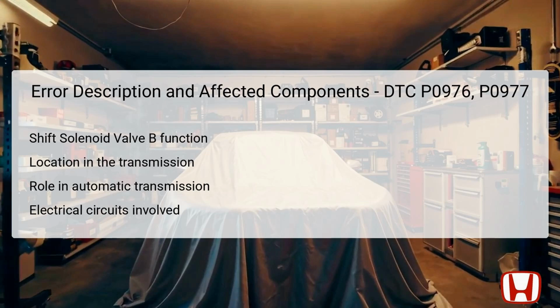The error associated with DTC P0976 and P0977 is rooted in the functionality of the Shift Solenoid Valve B, an essential component in the vehicle's automatic transmission system. The solenoid's primary role is to control the flow of transmission fluid, which directly impacts gear shifting. Positioned within the transmission assembly, the solenoid is connected to various electrical circuits, which receive input signals from the Transmission Control Module, or TCM. This communication is vital for ensuring the solenoid operates correctly, permitting smooth and responsive gear changes.